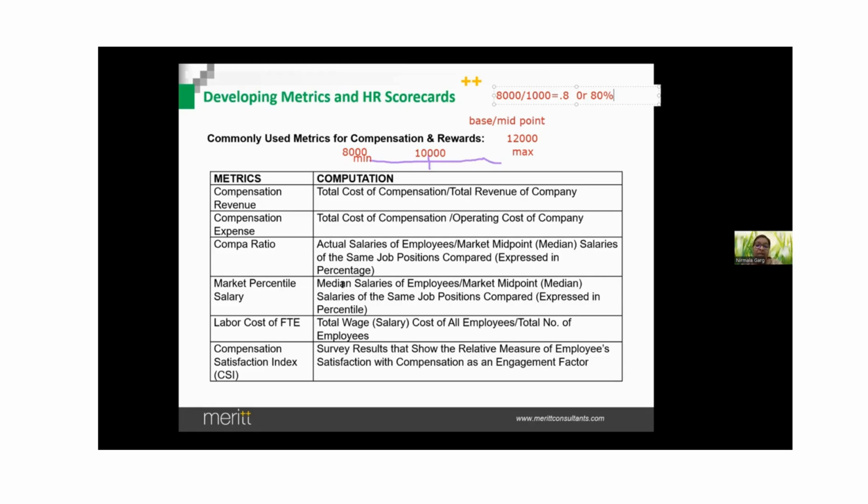Okay, guys? Any clarifications here? Quick, or just give me a thumbs up. Any clarifications or is it understood? Okay, we move on to labor cost of a full-time employee: total wage cost divided by the total number of people. And sometimes you also want to capture the satisfaction index of compensation through maybe a survey, etc. Right? Okay.